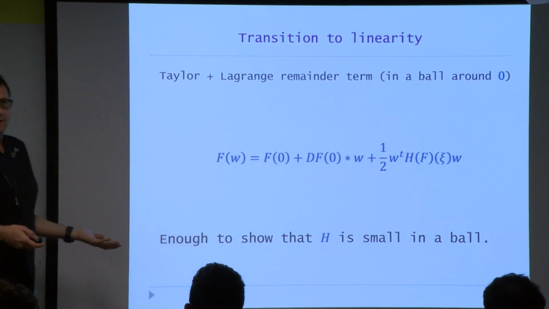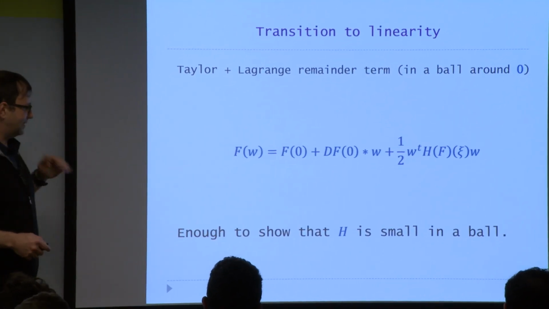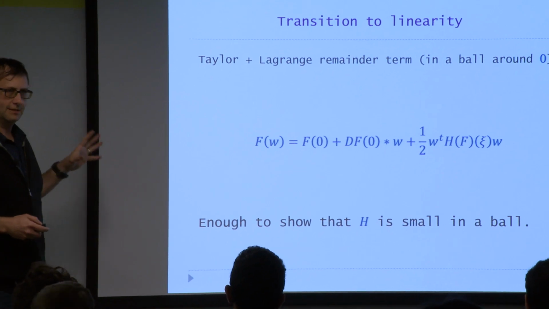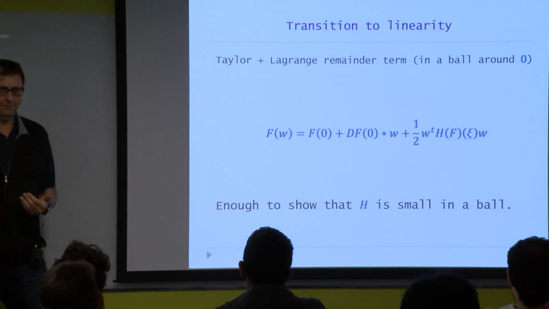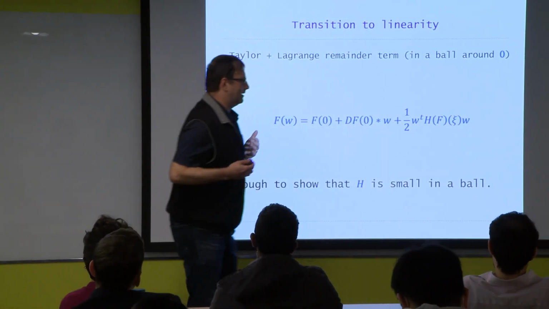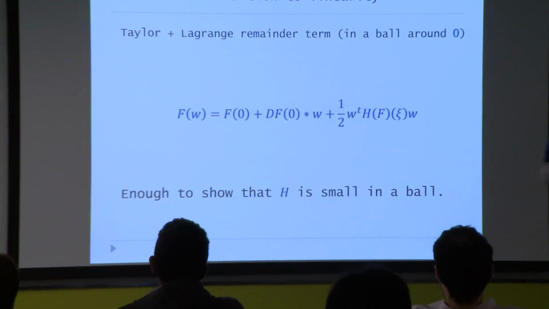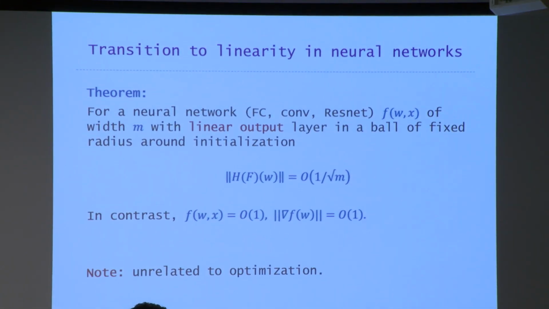And that turns out to be the underlying thing. Notice this is actually not related to optimization as such. It's just a property of the network itself, which I think is kind of nice, to separate optimization from the property of the network.